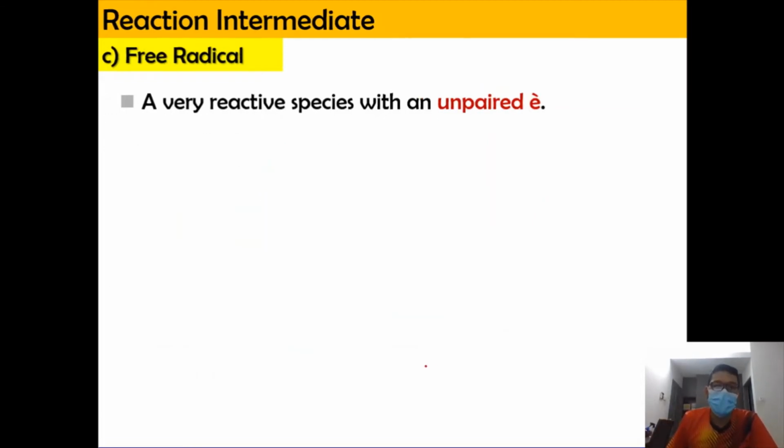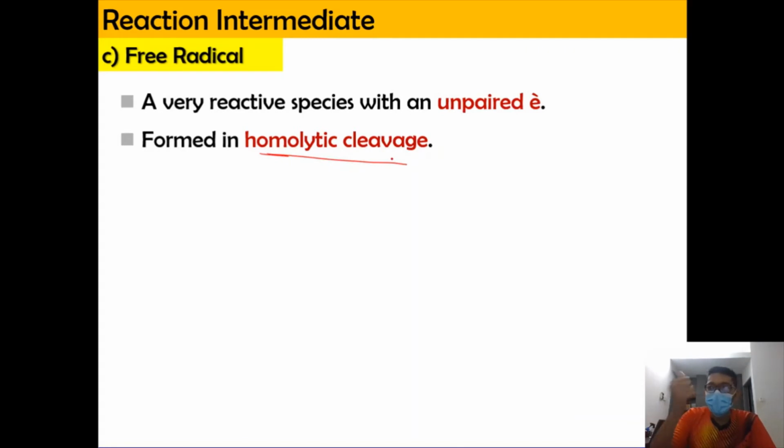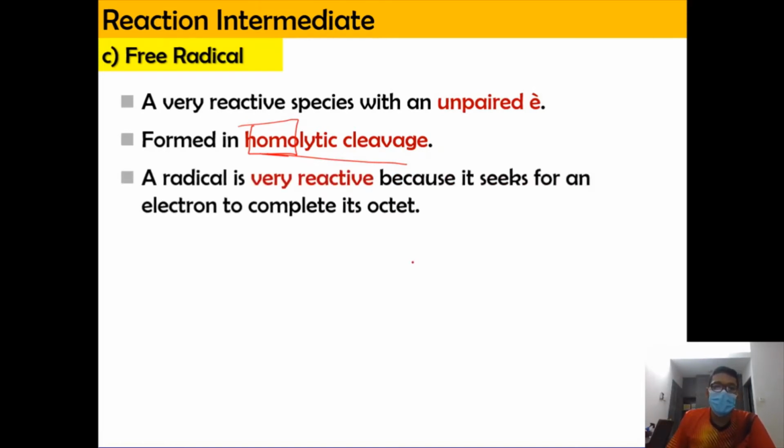Now, free radical is a very reactive species with an unpaired electron. It is formed via homolytic cleavage. For carbocation and carbanion, it is formed via heterolytic cleavage. But for free radical, it is formed via homolytic cleavage because the bond is shared equally between the two atoms. It is very reactive because it seeks one more electron in order to complete its octet. For example, the chlorine here.